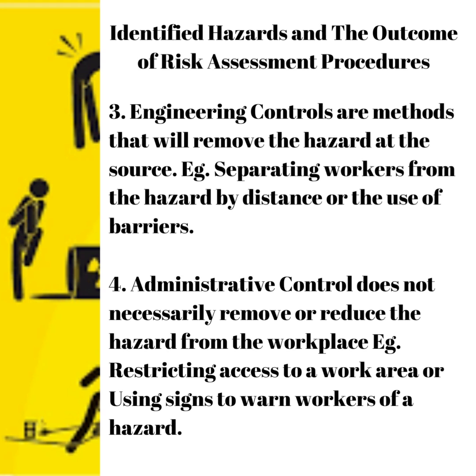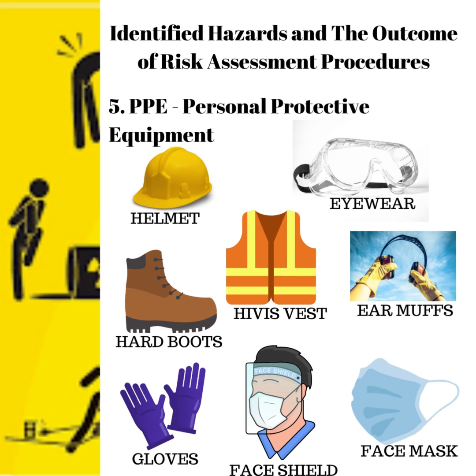Administrative control does not necessarily remove or reduce the hazard from the workplace, but, for example, these would be like restricting access to a work area or using signs to warn workers of any hazard. And the administrative control must be used with another control listed in the pyramid. Number five, PPE, personal protective equipment, where you have your hard boots, your face mask, your gloves, and your eyewear.